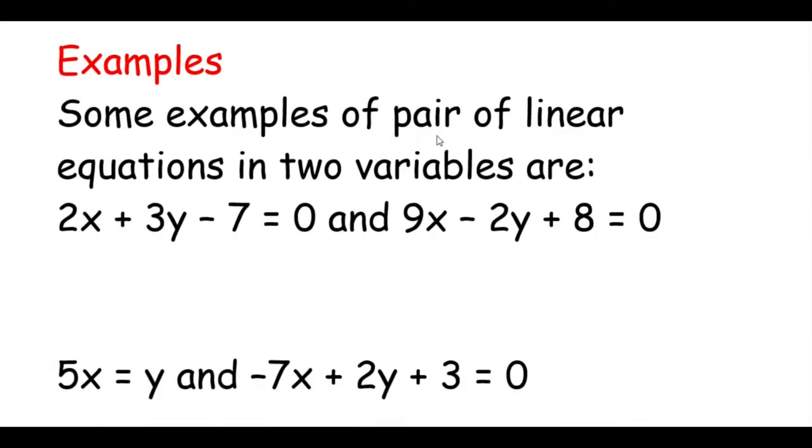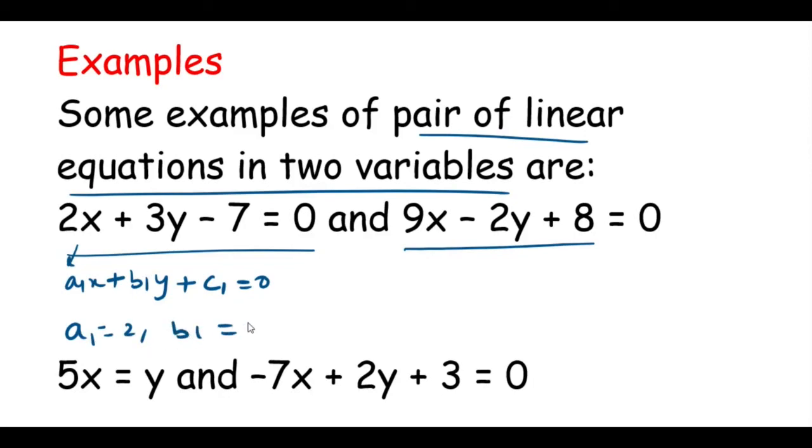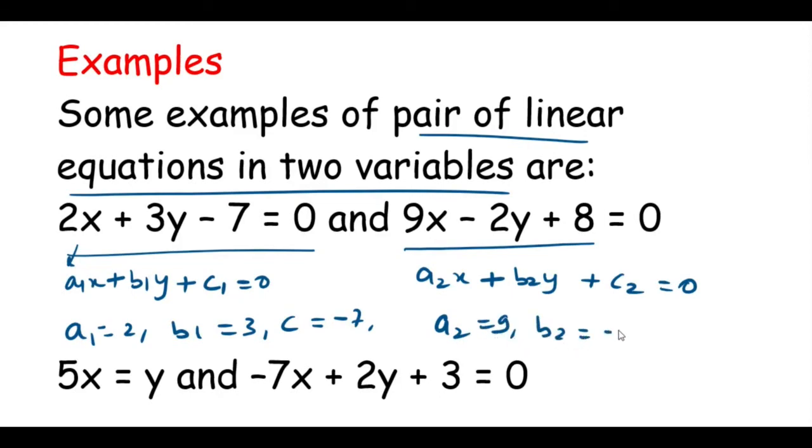Now let us consider some examples of pairs of linear equations in two variables. 2x + 3y − 7 = 0 and 9x − 2y + 8 = 0. Compare these equations with a1x + b1y + c1 = 0. We have a1 = 2, b1 = 3 and c1 = −7. Similarly, compare 9x − 2y + 8 with a2x + b2y + c2 = 0. We have a2 = 9, b2 = −2 and c2 = 8. Hence, they are a pair of linear equations in two variables.